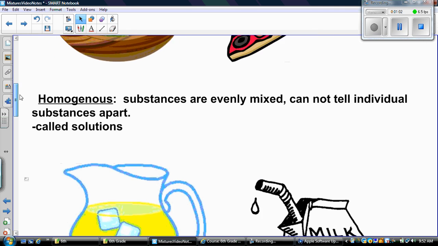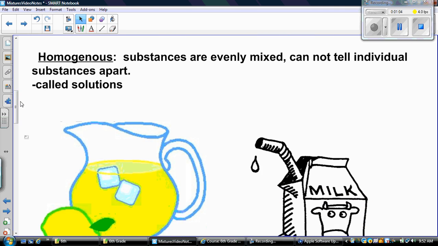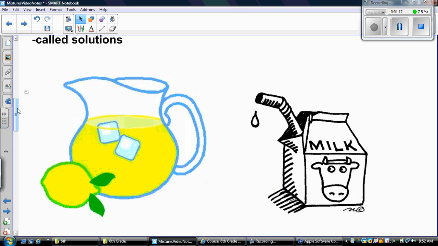Then you have homogeneous mixtures. Homogeneous mixtures are substances that are evenly mixed, and it's hard to tell the different substances that make up that mixture apart. They are also called solutions. Okay, so for example, lemonade and milk. Those are both homogeneous mixtures.